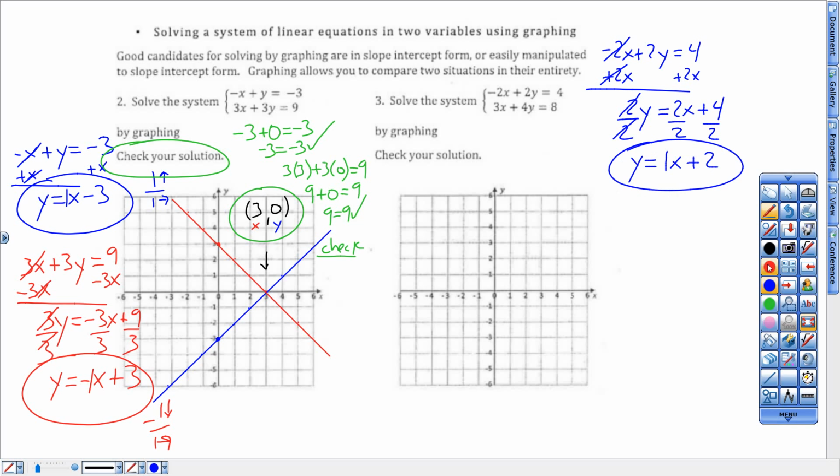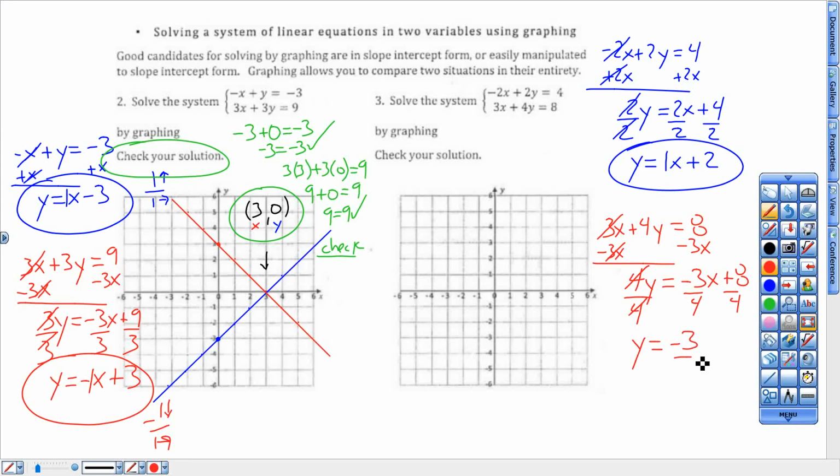Let's do the one in red. The one in red, 3x plus 4y equals 8. I'm going to take away 3x on both sides. Bring down this 4y. Bring down the equal, the negative 3x plus 8, and then divide by 4 right there. And that gives me y equals negative 3/4 x plus 2 when I divide 8 and 4.